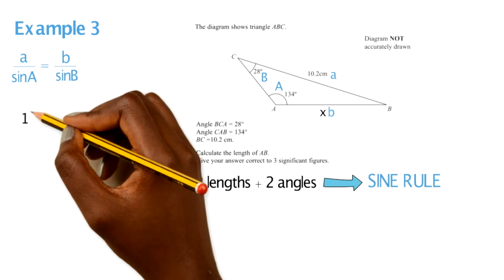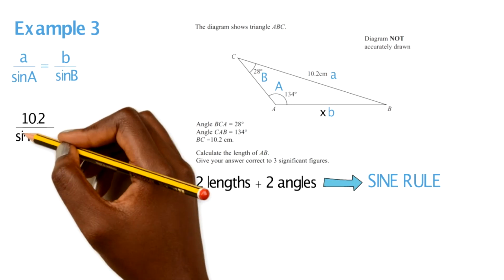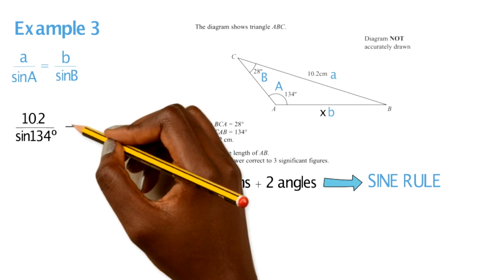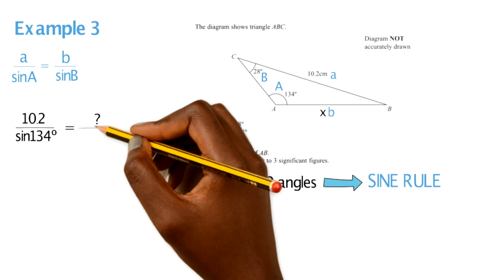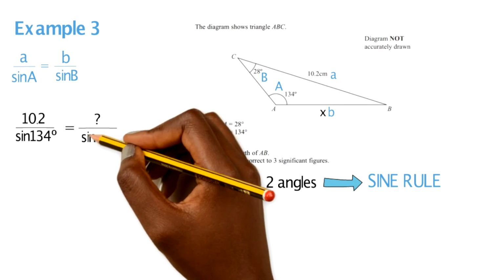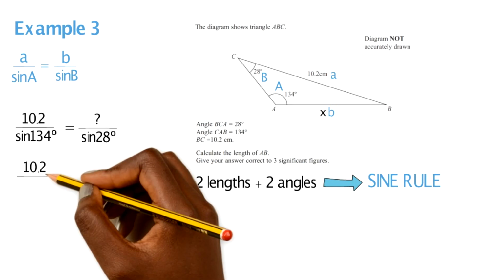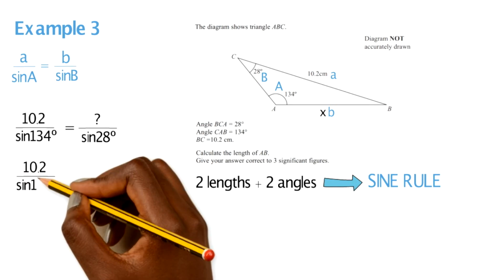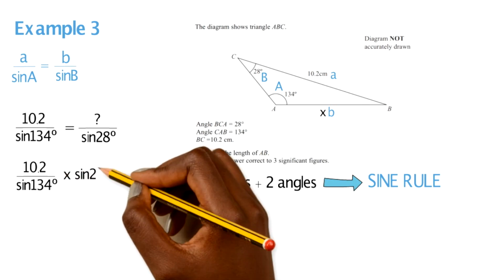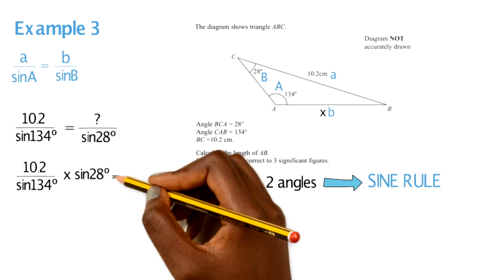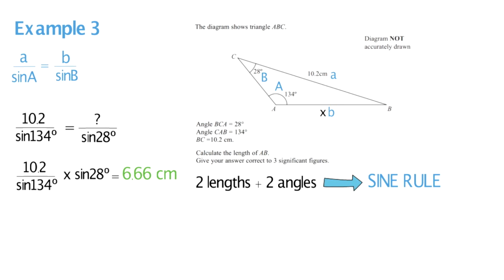So now I'm going to substitute everything in. So my little a is 10.2, my sine A is sine 134 degrees, my little b is the x that I'm trying to work out, and my sine B is sine 28 degrees. So rearranging this now, it's going to end up changing into 10.2 over sine 134 degrees times by sine 28 degrees. And if I put that all into my calculator to work out what my x is, that's going to leave me with 6.66 centimeters.